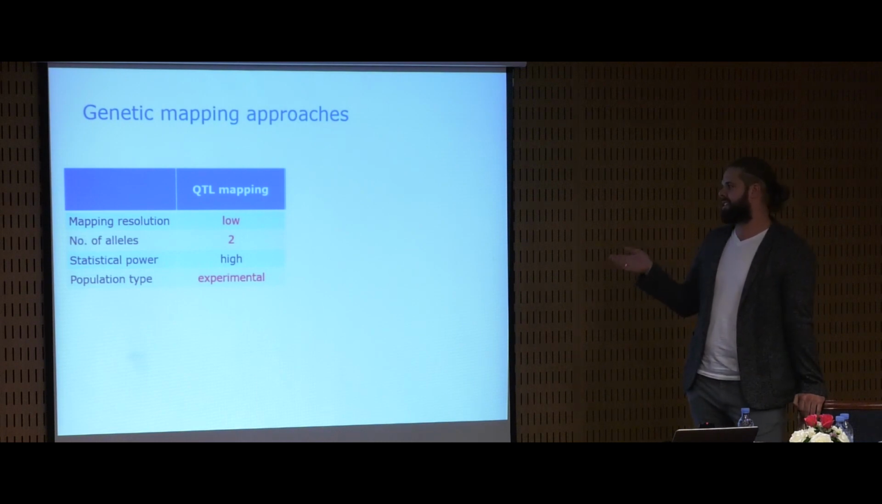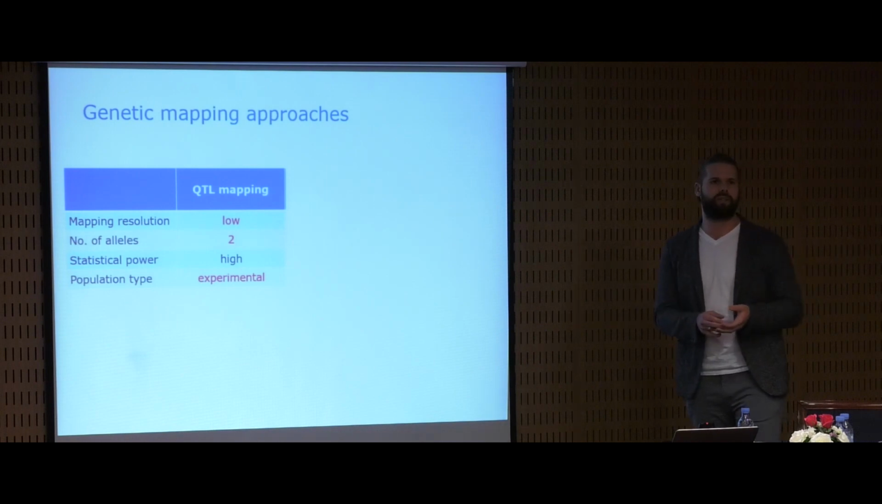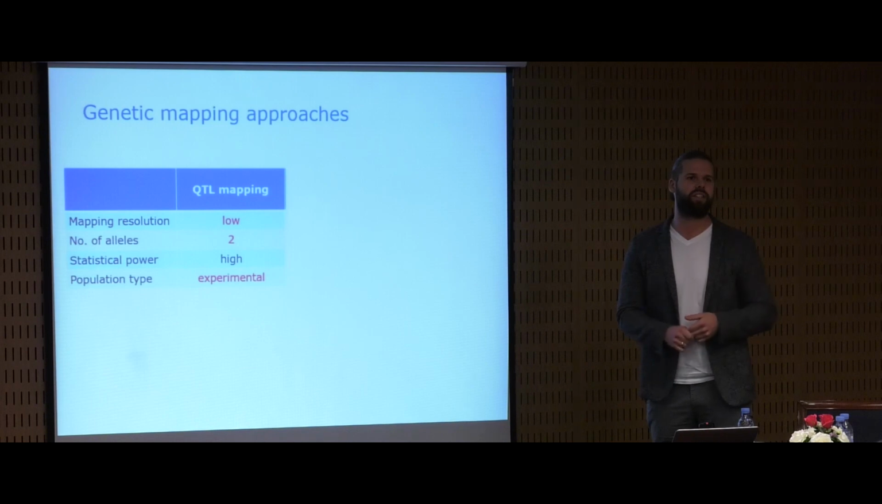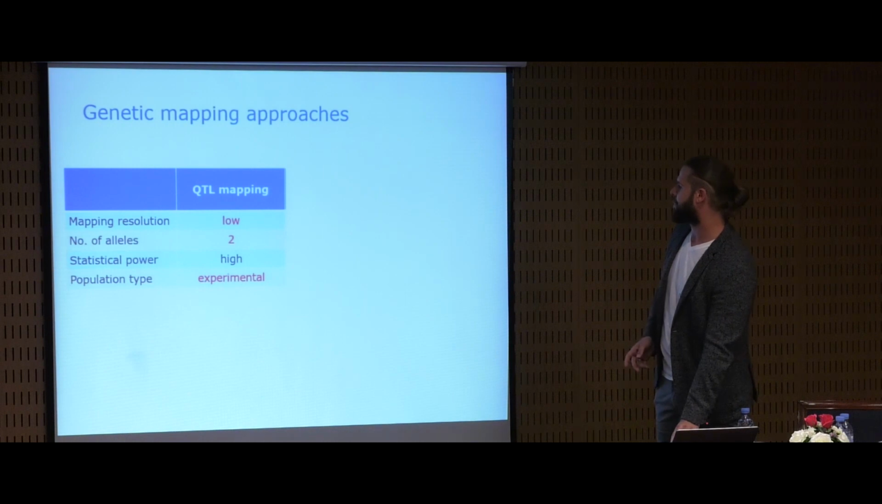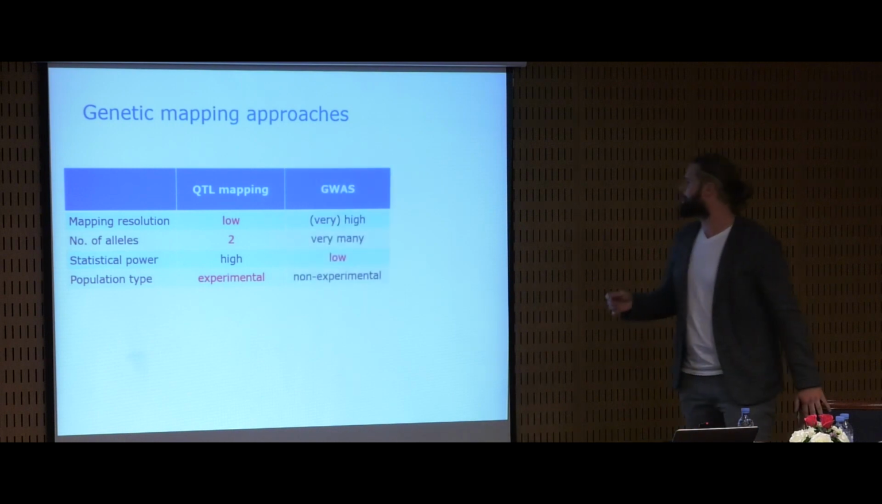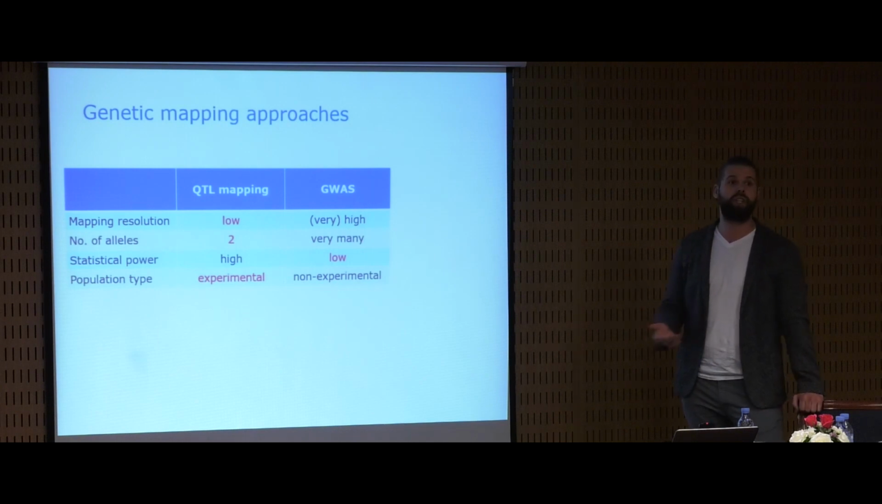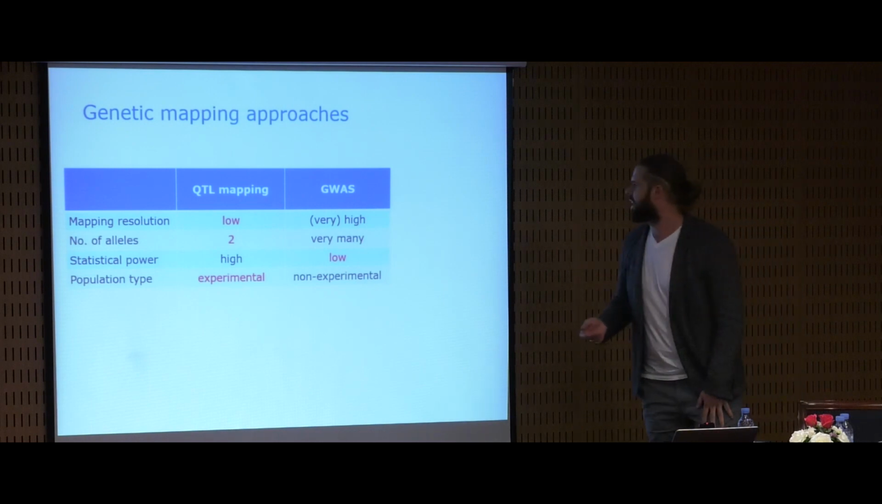But another downside is that the population type is always really experimental. So you make a biparental cross, and then you have a population. And in most cases, once you've identified a QTL, you would never find it again in another population. So that's why it's always highly experimental. Another approach that originated from human genetics, which has been widely used in plant and wheat genetics as well, is genome-wide association studies, or GWAS.